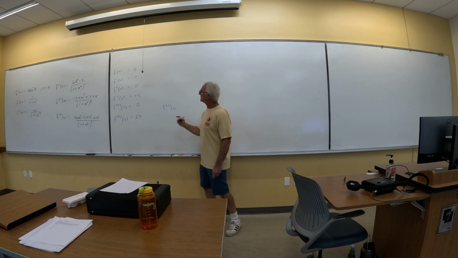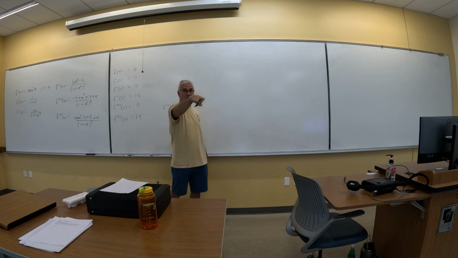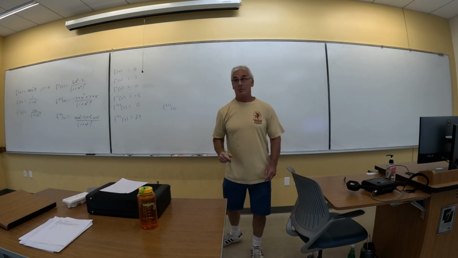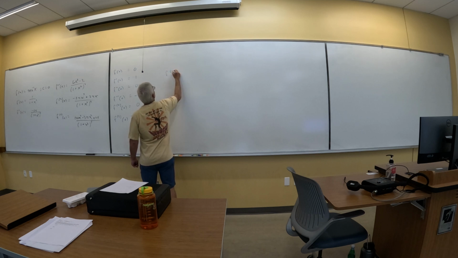Anybody want to go out on a limb? What do you think? There is definitely a pattern, and we have done enough to see a pattern. Tell me one pattern, clearly. Even derivatives are zeros. The even derivatives are zero, not the odds. So I'm going to write it like this.